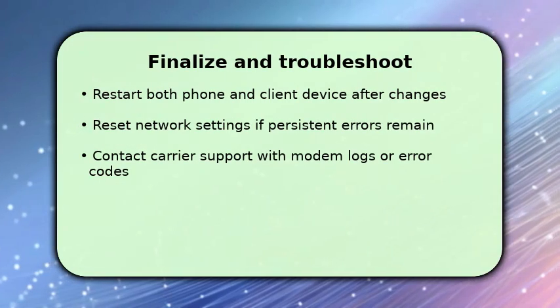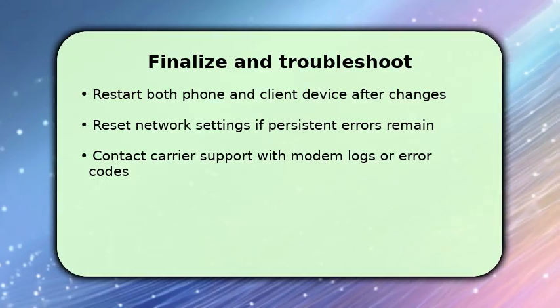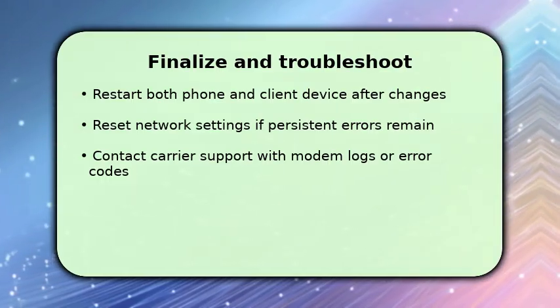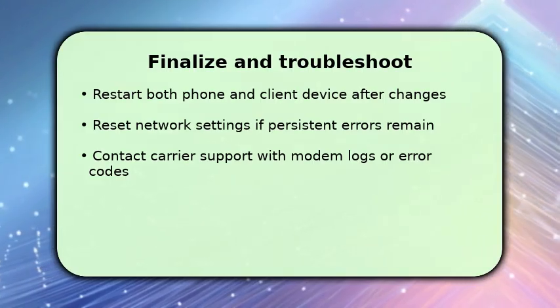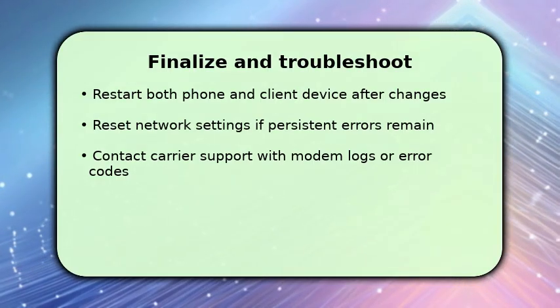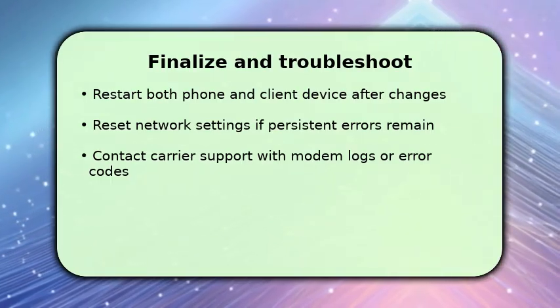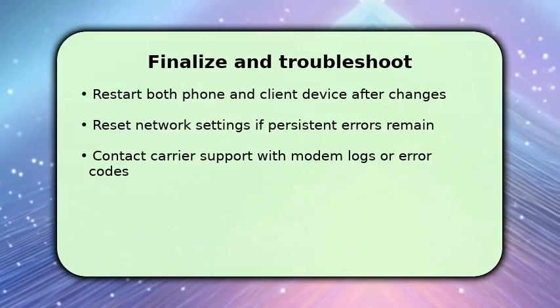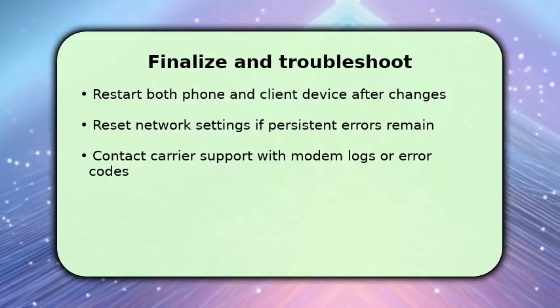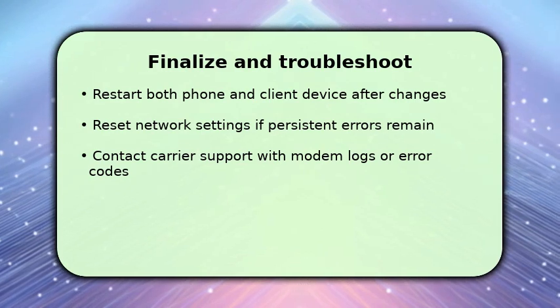Finish by stabilizing the connection. Restart both the phone and the client device to apply all changes, which clears cached conflicts. If problems persist, reset network settings on the phone to restore default radios and APN entries, but note this will remove saved Wi-Fi networks. Finally, if you still see errors, gather error codes and modem logs and contact your carrier so they can check provisioning. Doing this helps them diagnose account or tower issues quickly.